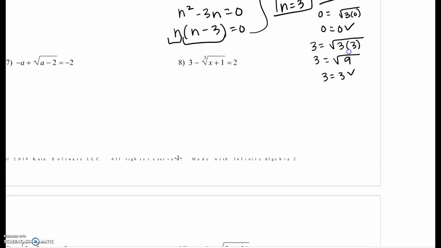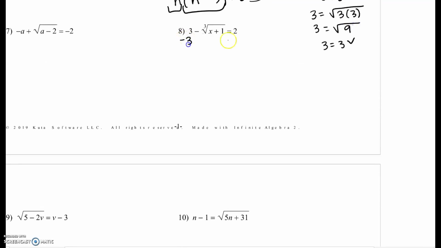So the first thing I want to do for 8 is subtract 3 to get rid of that. Once I do that, I have negative cubed root of x plus 1 equals negative 1.